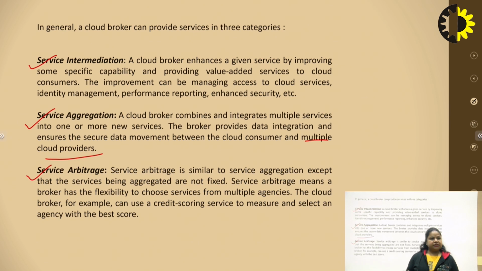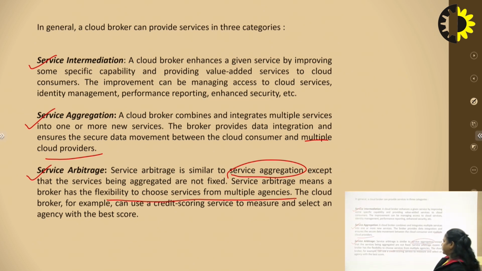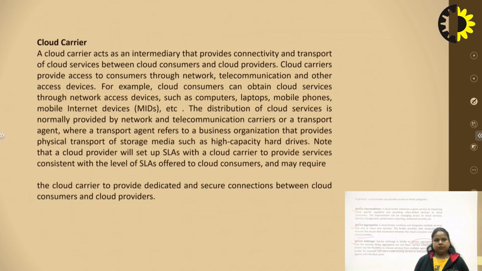The next is service arbitration. Basically, service arbitration is somewhat similar to service aggregation, except that the services being aggregated are not fixed. Service arbitration means the broker has the flexibility to choose services from multiple agencies and can use the credit score of the service to measure and select the best agency with the best score.